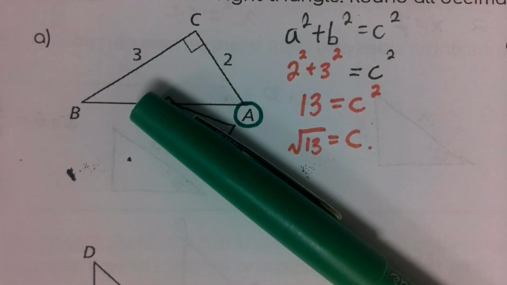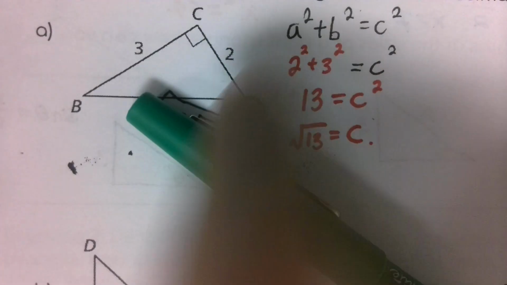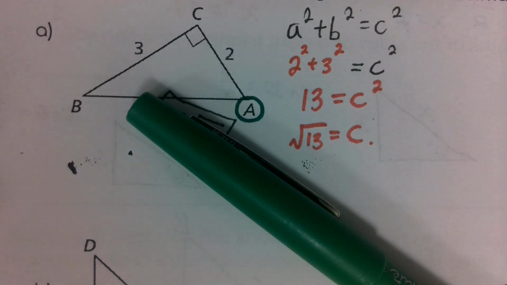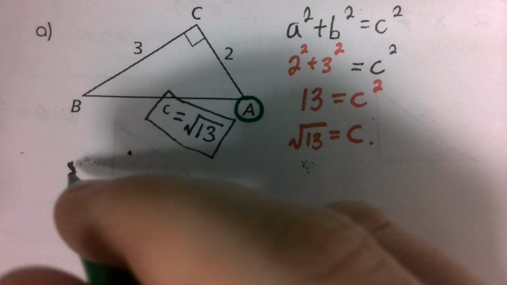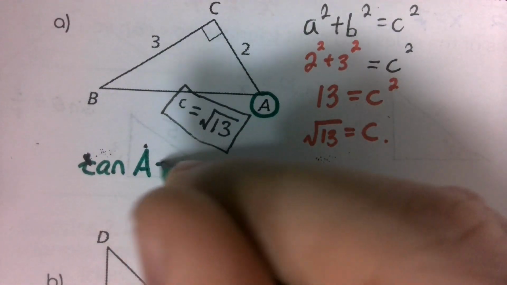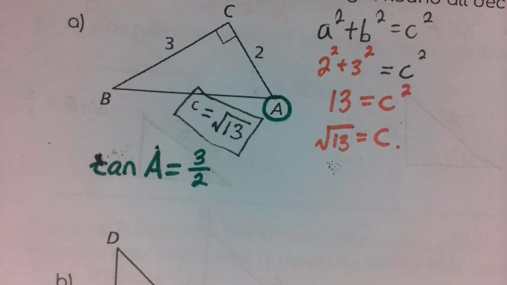So, ask yourself, how does angle A relate with this side and this side, for instance? Well, it's opposite from the side length of 3, and it's adjacent to the side length of 2, so what trig ratio involves an opposite side and an adjacent side? That'll be tangent. So the tangent of angle A equals 3 over 2. Cool.